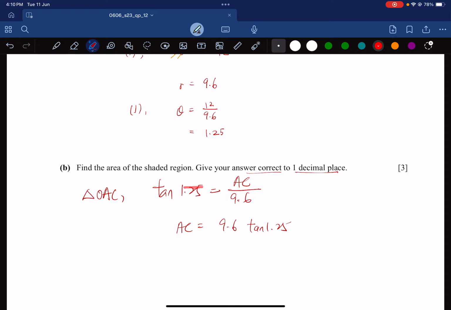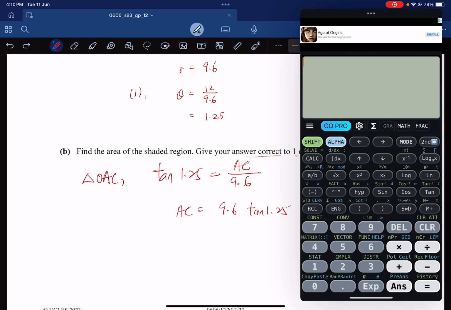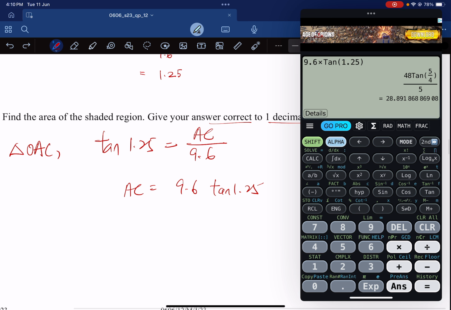But be careful, this 1.25 is in radians. So when you use your calculator to calculate this, make sure your calculator setting is in radian. 9.6 times tangent 1.25, which is 28.89.